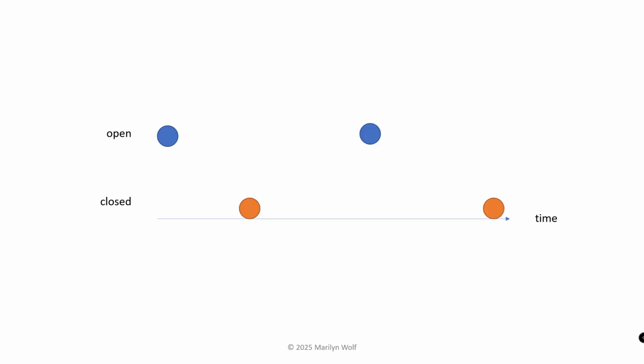Here's an example of a change of state of a door between open and closed. When the door moves from closed to open, it detects it open. When the door moves from open to closed, the sensor detects it closed.